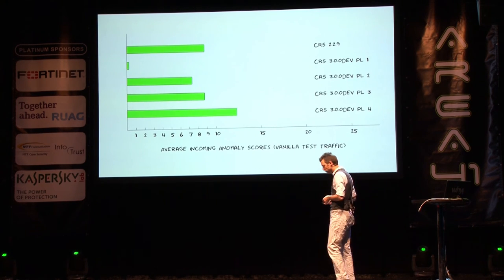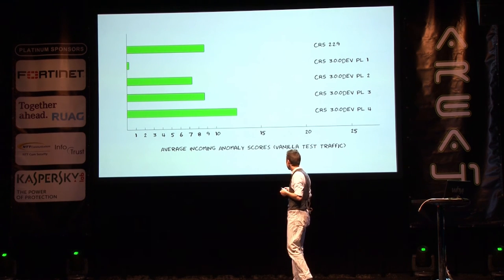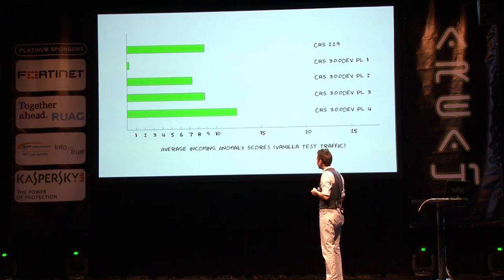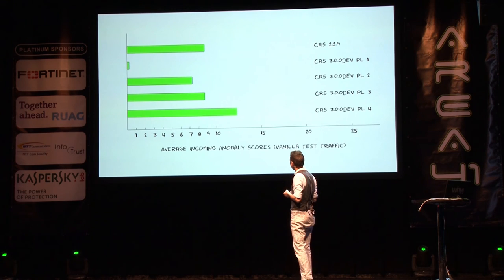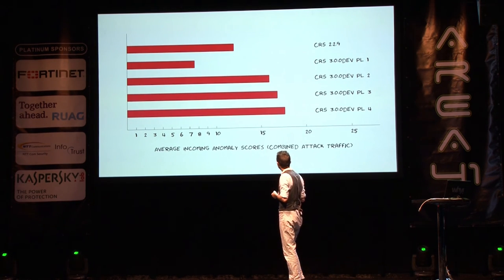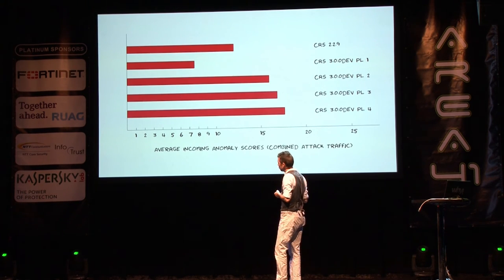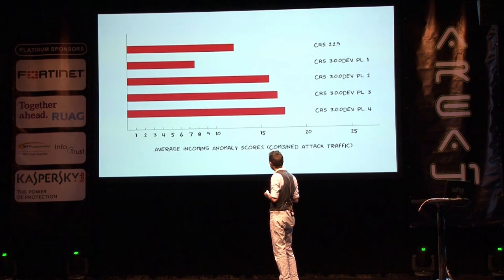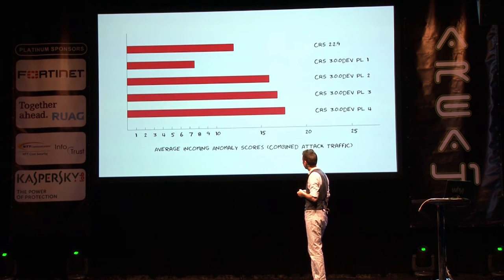So return to the statistics. You've seen this before. This is my vanilla test traffic. This is myself, victim of a man in the middle attack. And this is the combined attack traffic. You see the difference. This is huge. At paranoia level 1, you can say most of these alerts are really the attackers. And then even on higher paranoia levels, there is a huge gap between green and red.